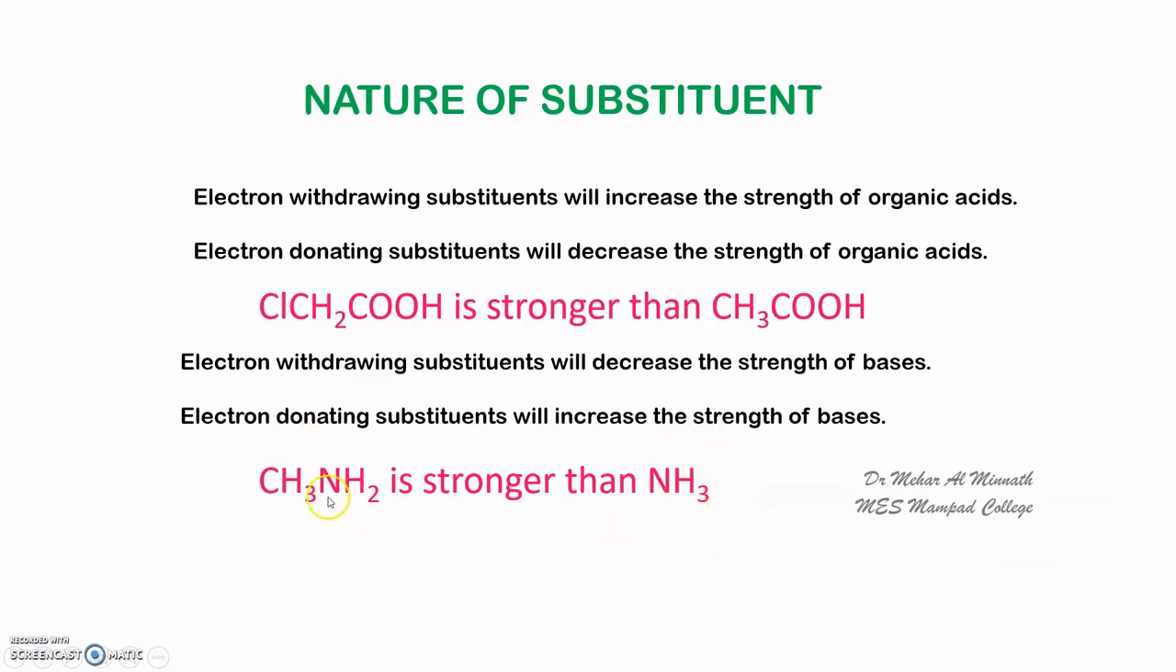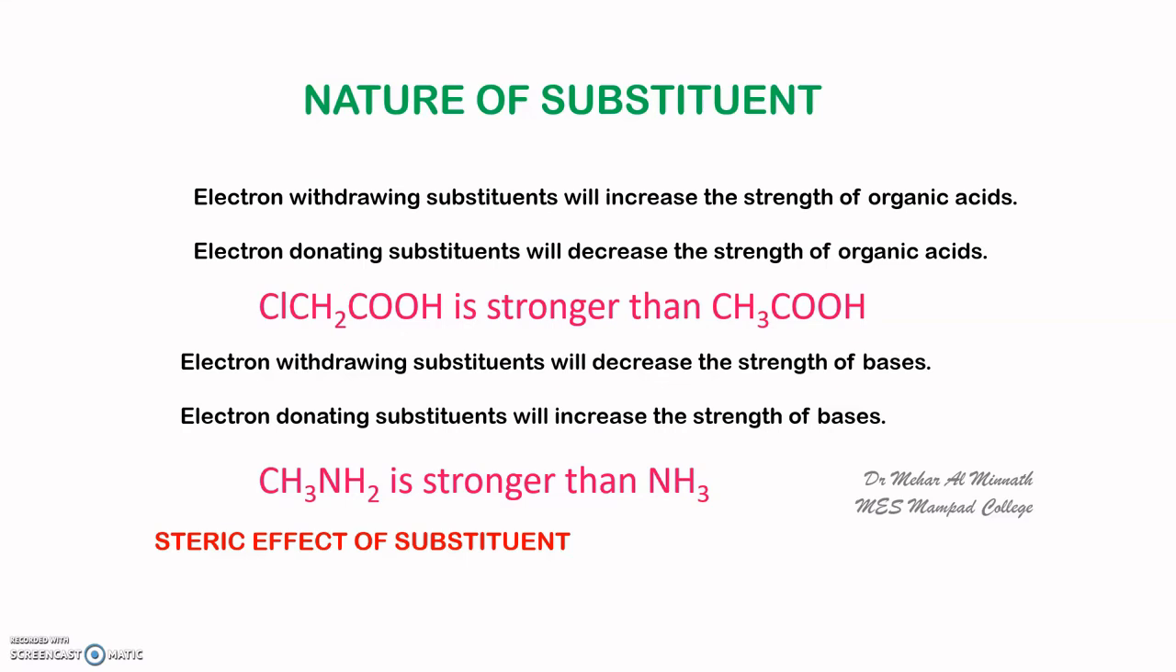Now, if there is an electron withdrawing group, what will happen? It will withdraw the electrons, or draw the electrons towards itself. Thereby, the electron density on nitrogen will decrease. The strength of the base will decrease. Alright, so this is how the strength of acid and base is decided by the nature of the substituent.